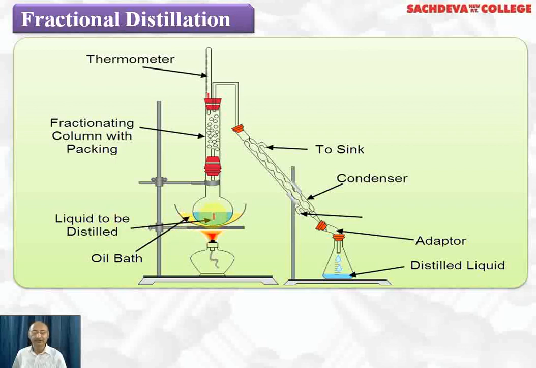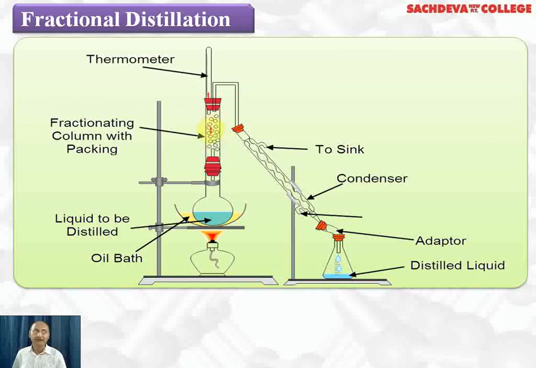Here we have taken the mixture of liquids which are to be distilled. This is the fractionating column with packing. Now this fractionating column creates obstruction so that vapors reach the thermometer slowly, and during this process they keep on condensing again and again. So this fractionating column gives you the effect of repeated distillation.